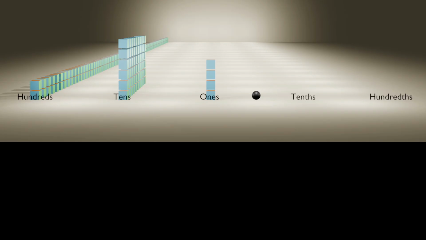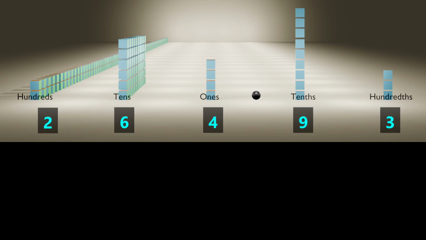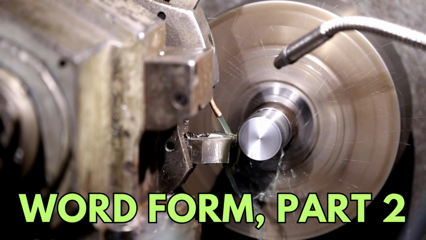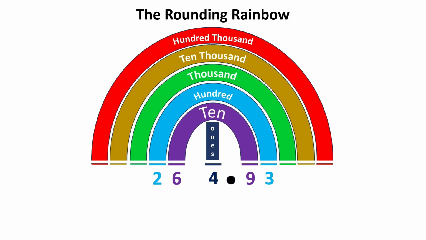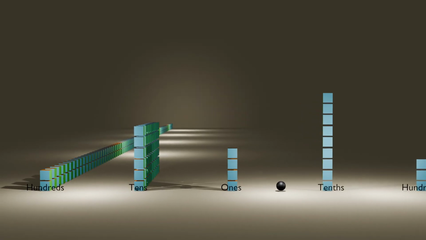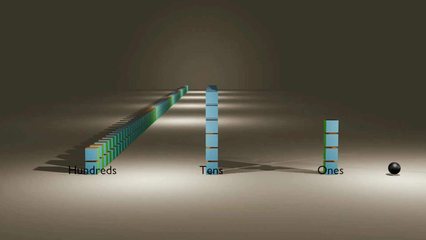This is how 264 blocks look using our number system. Now we'll fill in the tenths and hundredths place values. We see there are 9 levels of the 1/10 blocks and 3 levels of the 1/100th blocks. This shows how many full blocks and partial blocks make up the number 264.93. In the video on word forms part 2, we'll learn that the correct way to say this number is 264 and 93 hundredths. Finally, let's review this topic by looking at the blocks that make up each level.